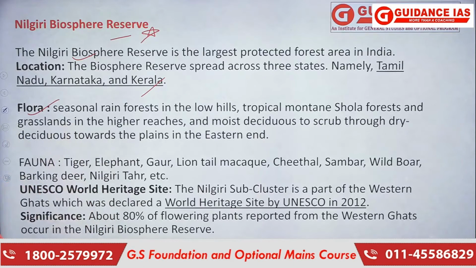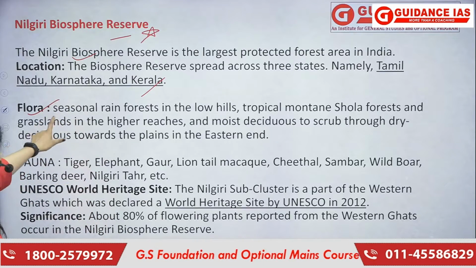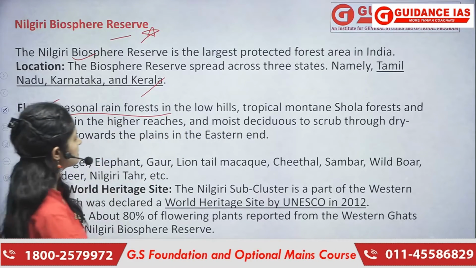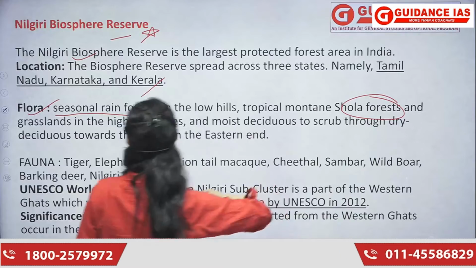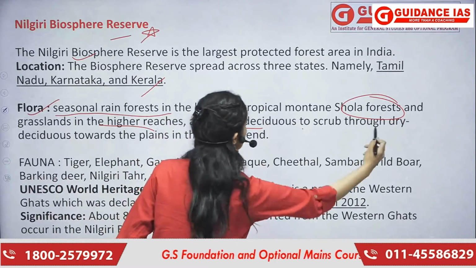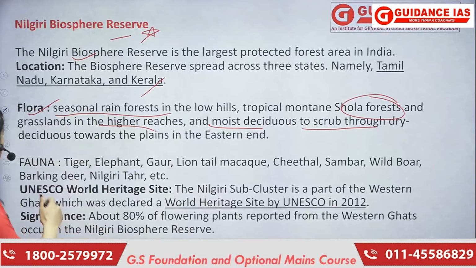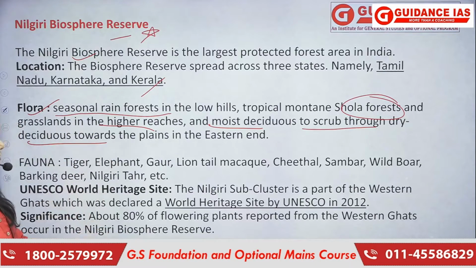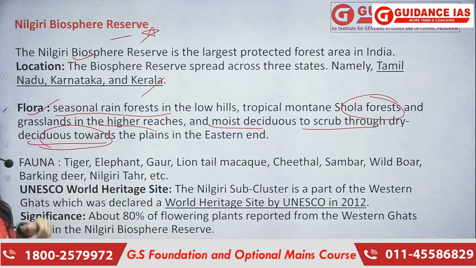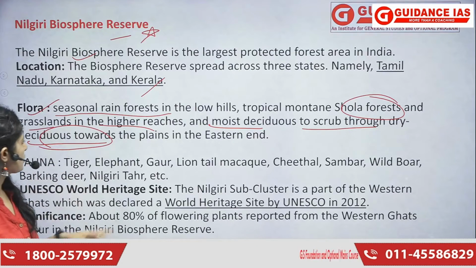Flora अगर हम बात करें, again the plants, so seasonal rainforest in the low hills, tropical mountain shola forest यहाँ पर हमें मिलते हैं. Grasslands मिलते हैं हमें यहाँ पर higher reaches पे, और moist deciduous to scrub we find here through dry deciduous towards the plain. So towards the plain हमें यहाँ पर dry deciduous मिलते हैं, right? और higher reaches में अगर हम जाते हैं तो grasslands हमें देखने को मिलते हैं, right?